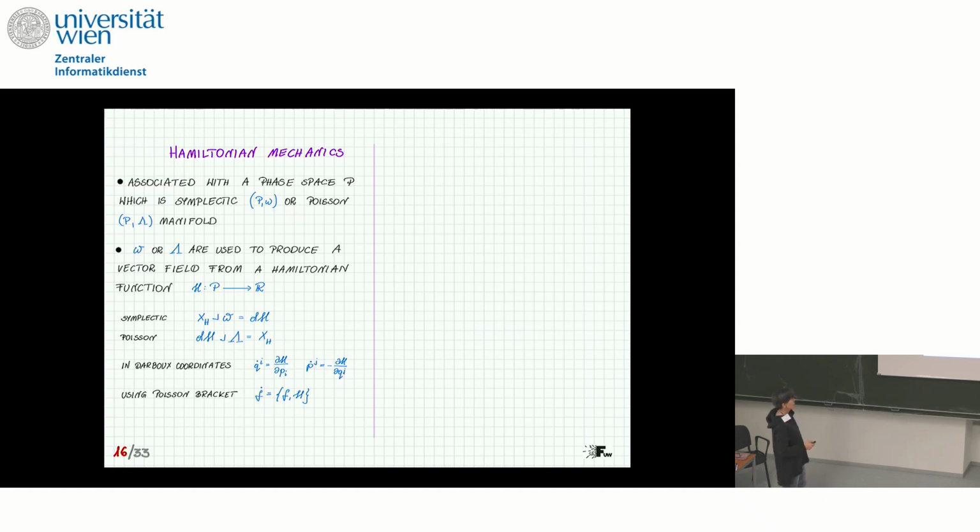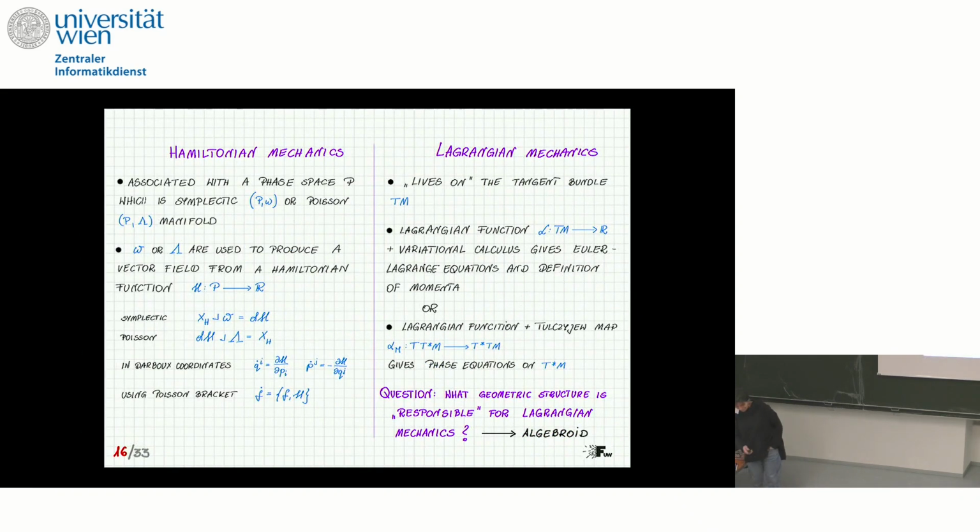And then we obtain Hamiltonian equations. In Darboux coordinates in the symplectic case, they look as follows. And using the Poisson bracket, we can also say how some function evolves along the solutions, calculating the Poisson bracket with the Hamiltonian. This is the Lax curve. And then there is a question, okay, so what is the structure responsible for Lagrangian mechanics? Here we have this Poisson or symplectic structure, and what do we have here?